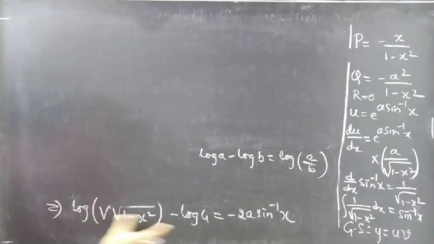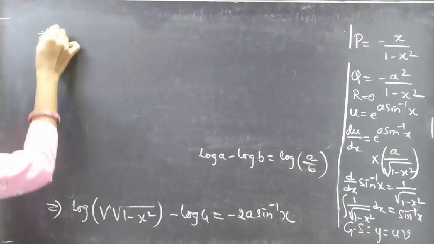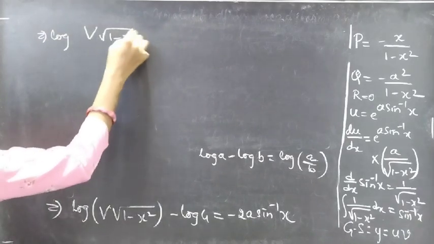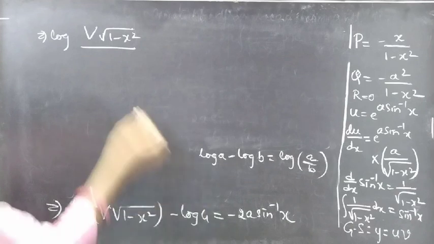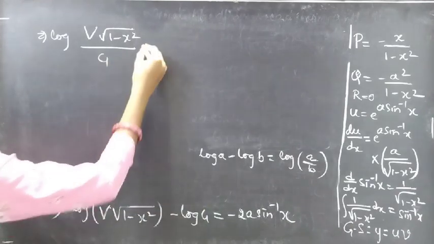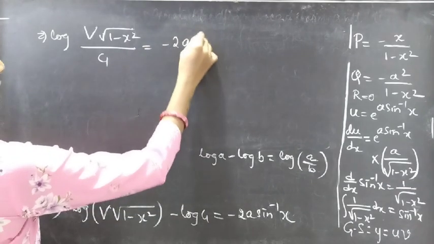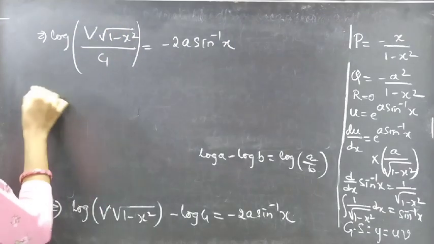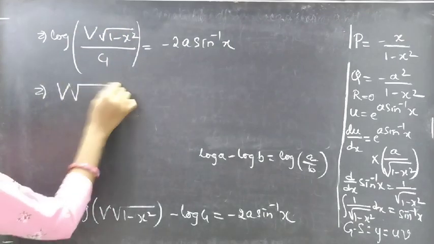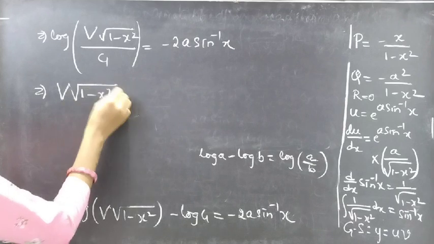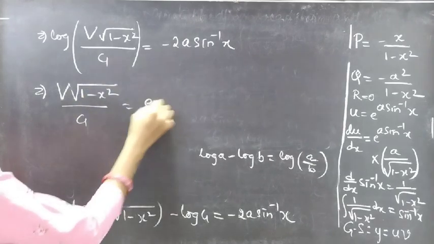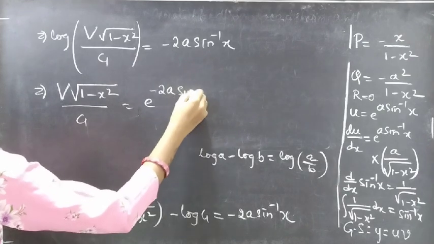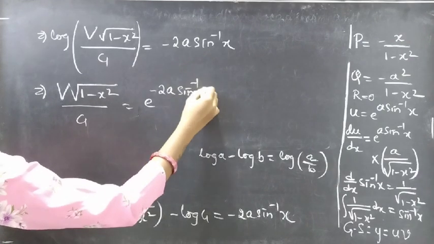Now we can write log a minus log b as log a by b, so log of V into square root of 1 minus x square by c1 equals minus 2a sine inverse x. Now we can write this as V into square root of 1 minus x square by c1 equal to exponential power minus 2a sine inverse x.